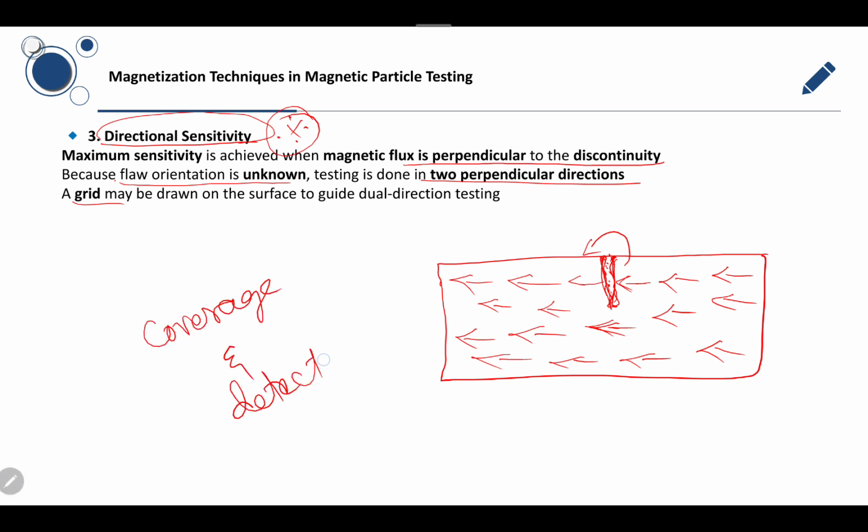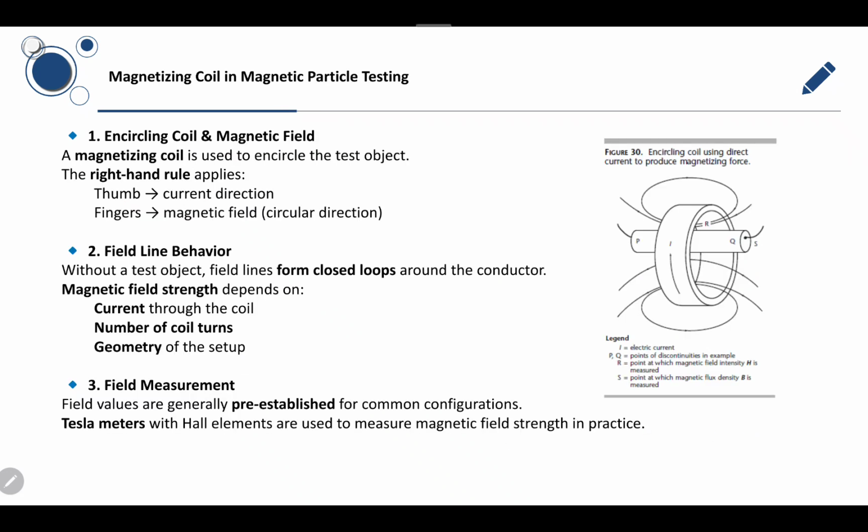Let's move on to the next slide. Magnetizing coil in magnetic particle testing. A common method for inducing a magnetic field is using a magnetizing coil. Encircling coil and magnetic field. A magnetizing coil is simply a coil of wire used to encircle the test object. To determine the direction of the magnetic field generated by the coil, we use the right hand rule.